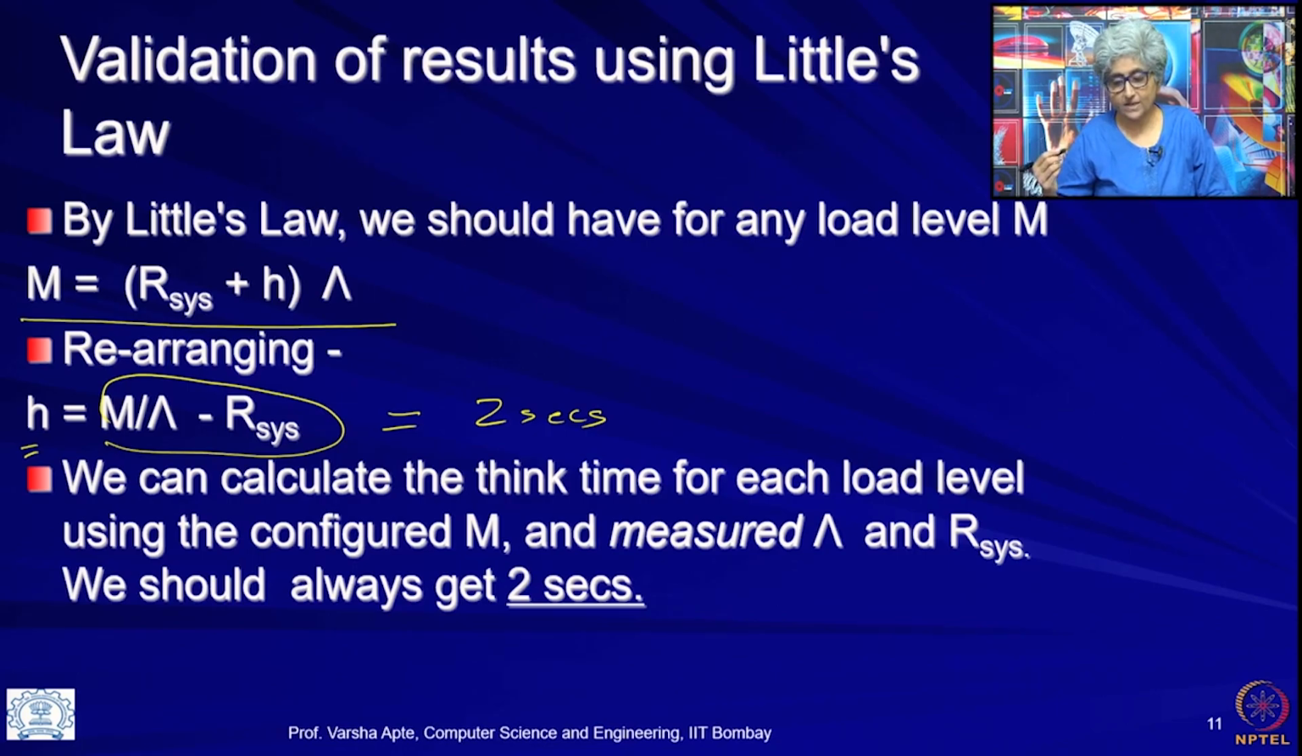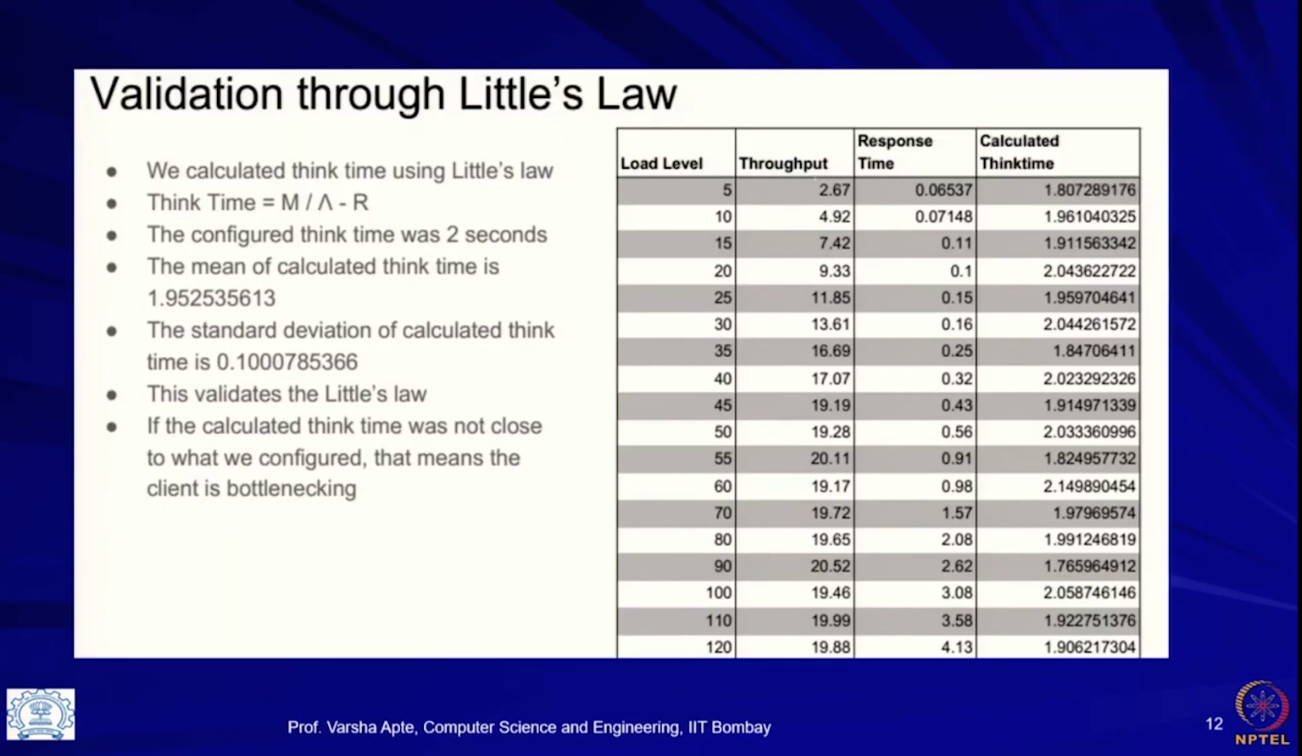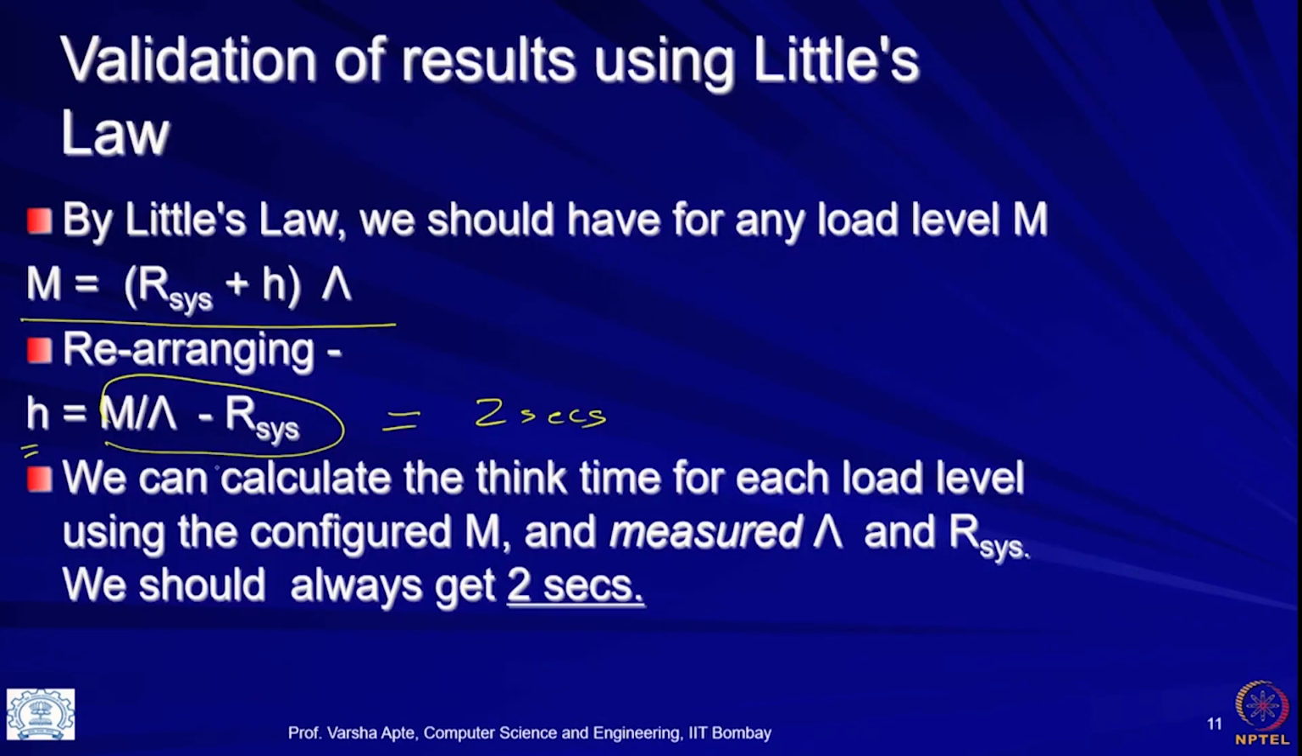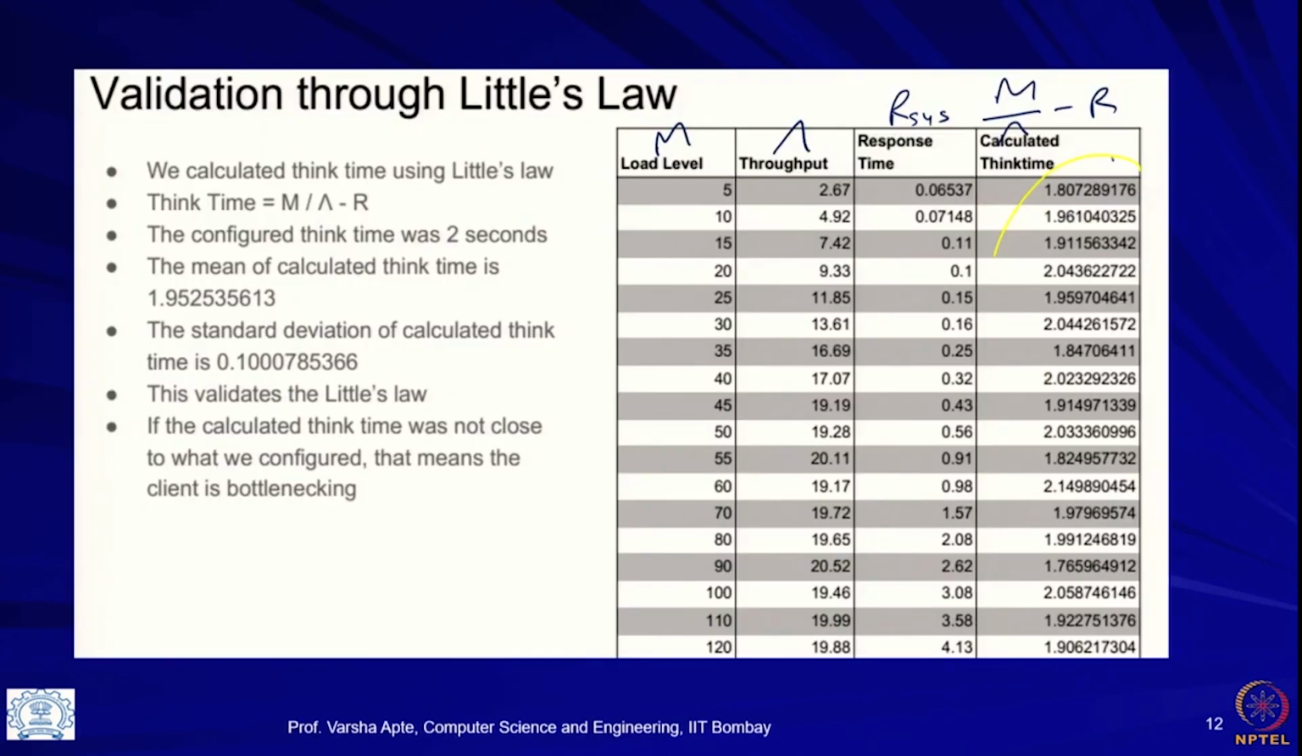Okay. And the next table shows that this has been done for each of these values, and this is the think time which is calculated based on these values by the m divided by lambda minus R formula. Okay. So, this is the m, this is the throughput, and this is the RSys, and this is the formula that is being used for calculating this. Okay. So, these values should all be close to 2 seconds, and if you look at them, they are fairly close to 2 seconds. Now, why do we do this calculation?